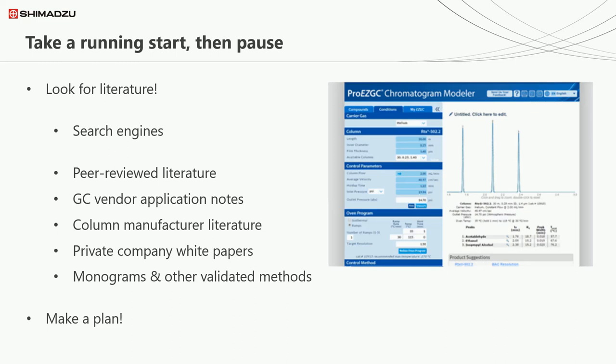It's not cheating to get a running start, but once you've got a good start, stop and think. Make a plan. List the parameters you're going to change, the range of those changes, and which parameters you'll do first.